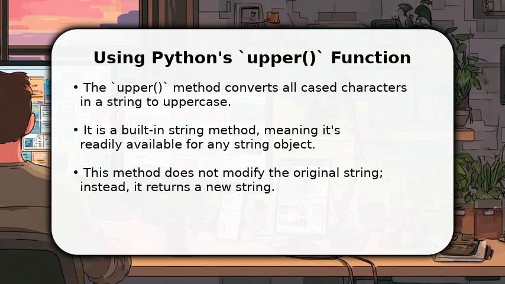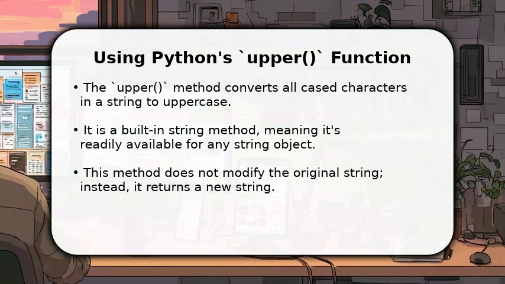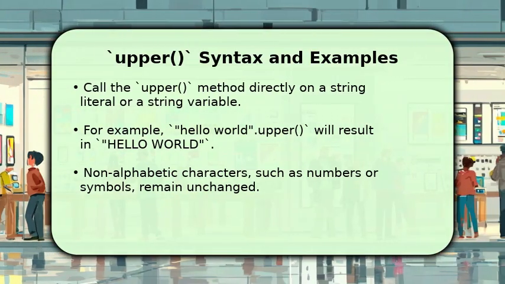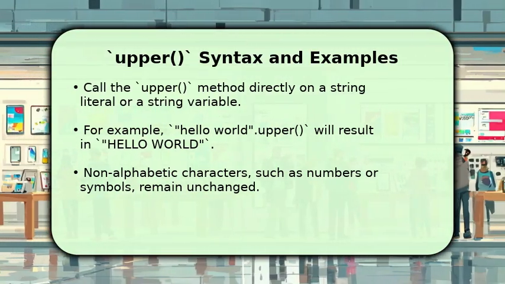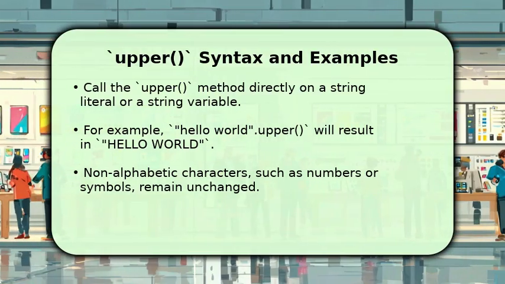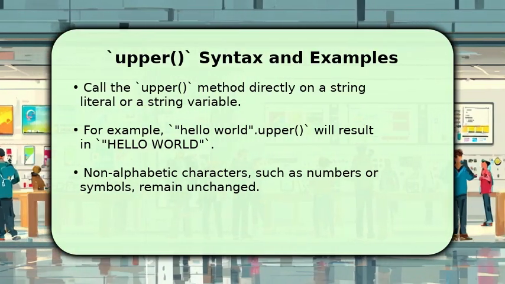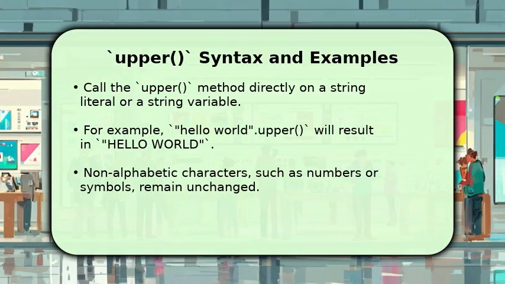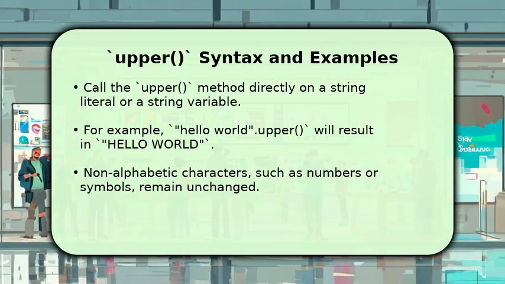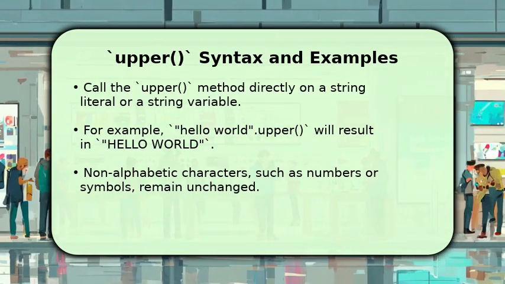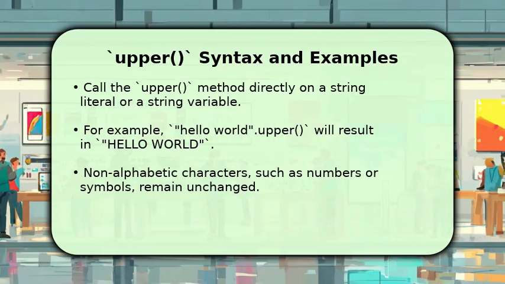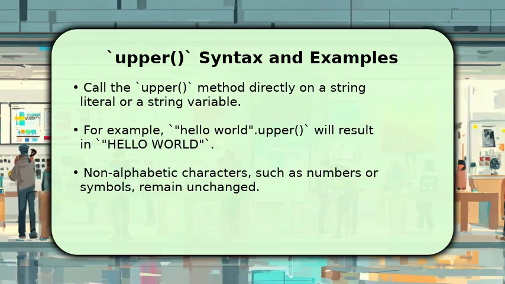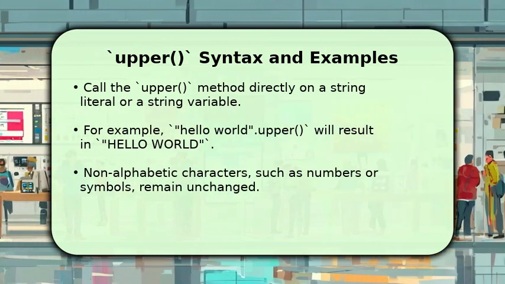We will explore its straightforward application and practical benefits. Using the upper method is incredibly simple. You just call it directly on any string, whether it's a literal string like hello world or a variable holding string data. For instance, if you have the string Python programming, applying upper to it will yield PYTHON PROGRAMMING. Notice that any characters that are not letters, such as numbers, spaces, or symbols, will remain completely unchanged in the output. This makes it very predictable and easy to integrate into your code for consistent casing.